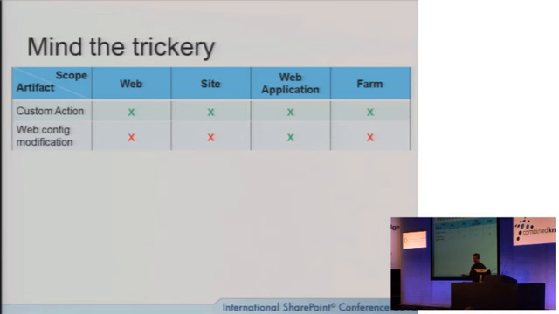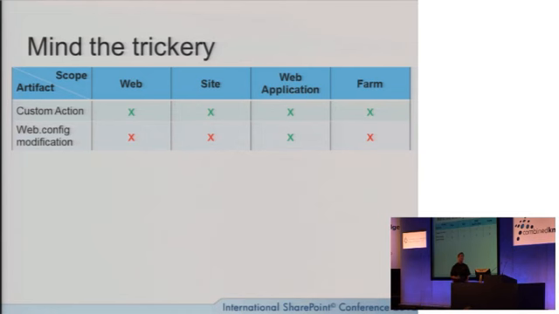So another thing that you have to keep in mind are the web.config mods. And just not to talk about whether you should do them or not, if you do, as we all know, the only way to do them is in code, right? There is no XML that you can use. And because it's code, theoretically, you could do it on every single scope, right? Because it's code, I mean, it's up to you.